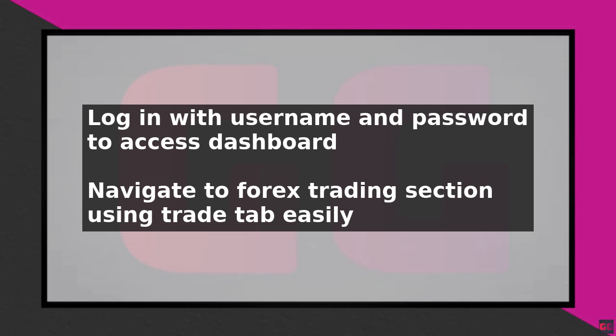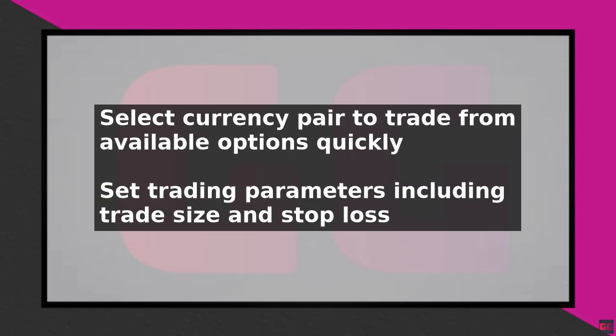To place a trade, click on the Buy or Sell button, depending on the direction of your trade. You can also use the Thinkorswim platform to set conditional orders, such as limit orders and stop orders, which allow you to automate your trading.